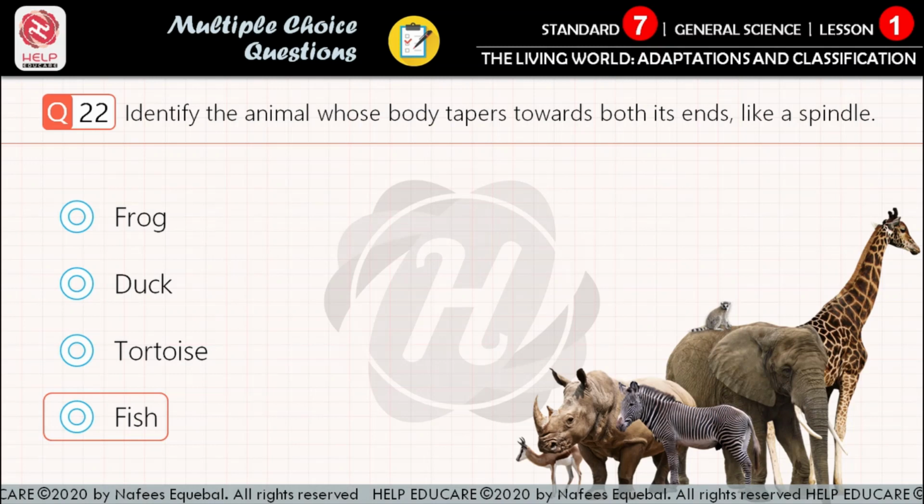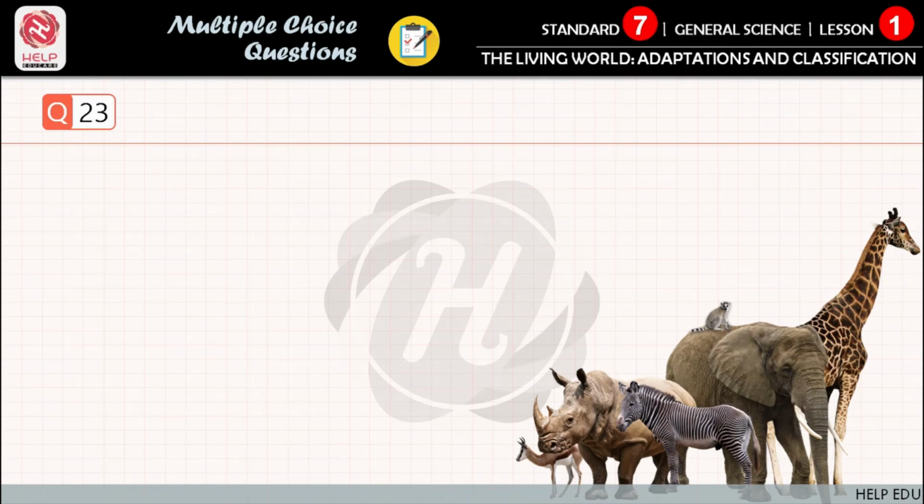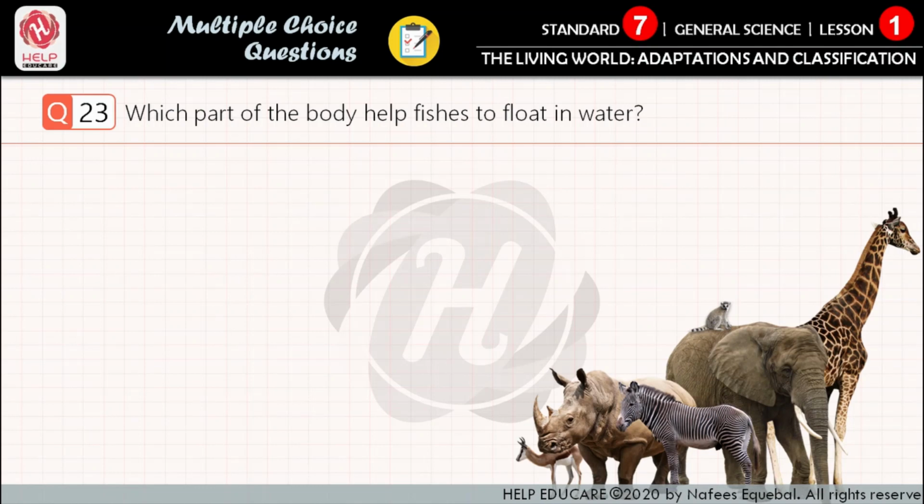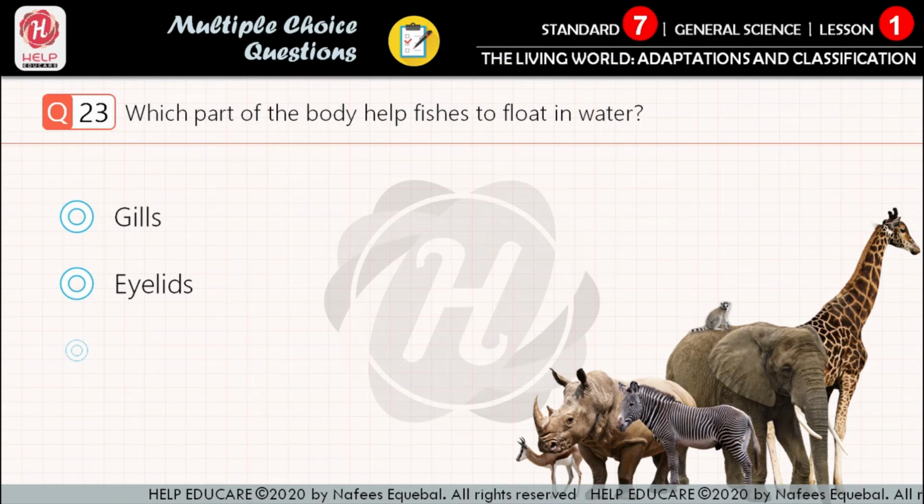Correct answer is fish. Question number 23. Which part of the body help fishes to float in water? First option, gills. Second option, eyelids. Third option, air bladders. Fourth option, fins.